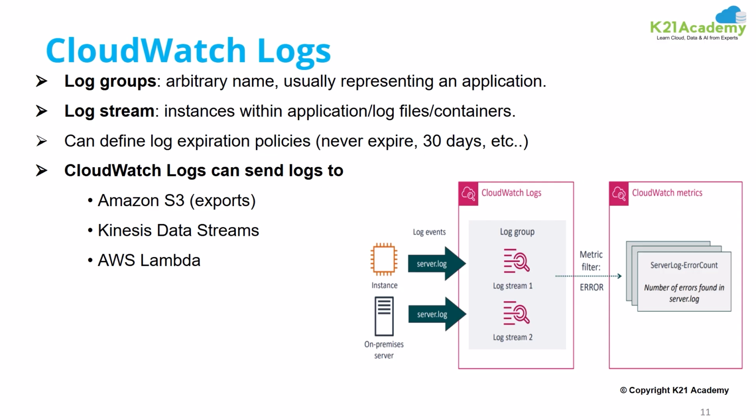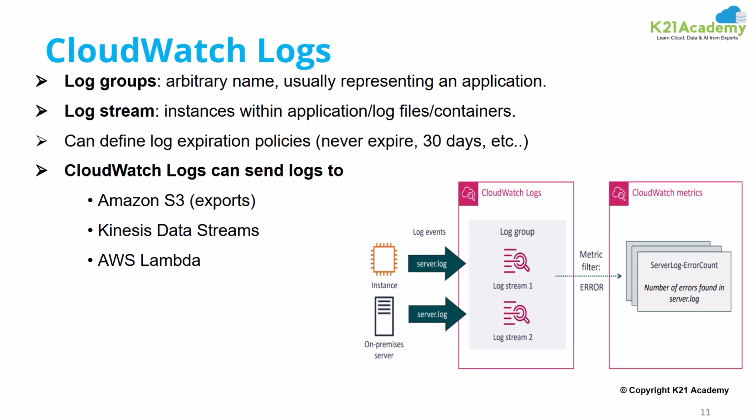So now here you can see the example shows two identical web servers that record data to the same log file, which is called server.log. One server is in EC2 and the other one is a virtual machine on premises. Both servers are able to publish events in the log file to a log stream.